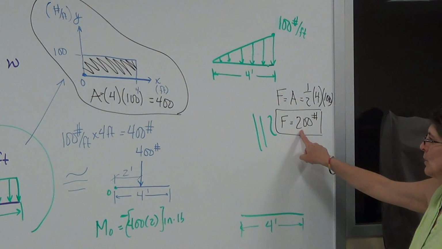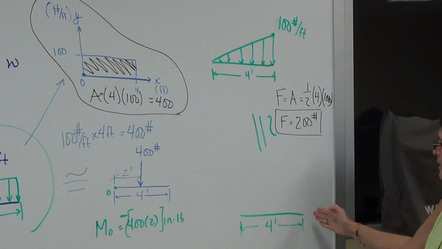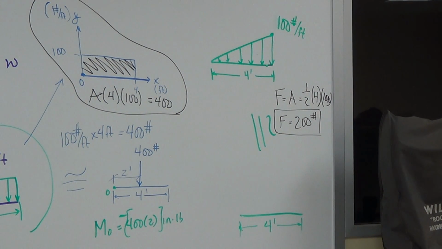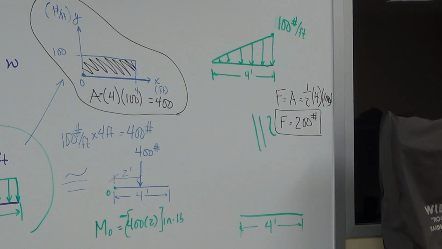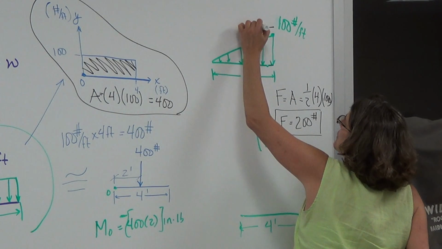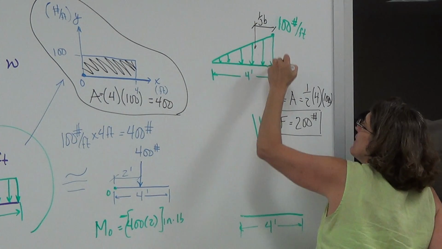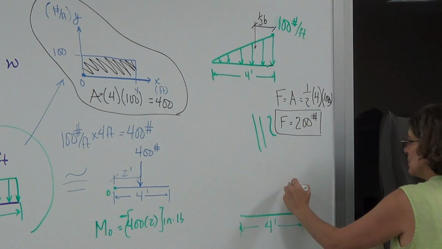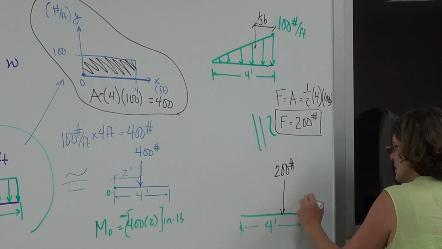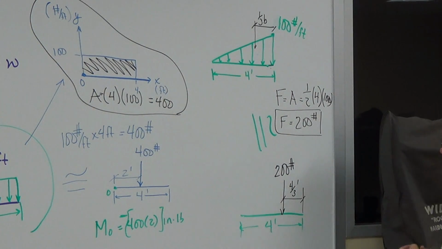So now we know I want to put my force, 200, here to be equivalent, but where am I going to locate it? We have to go back to thinking about centroids and center of mass and center of gravity. When we have a triangular area, where is our centroid? It's 1/3 of the base from this fat end. So the equivalent here would be 200 pounds at a distance of 4/3 feet.